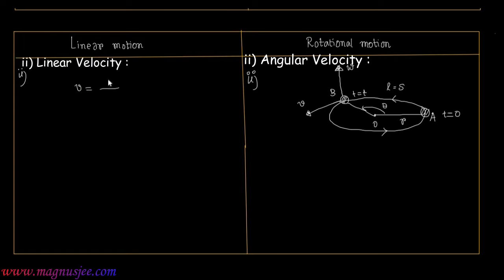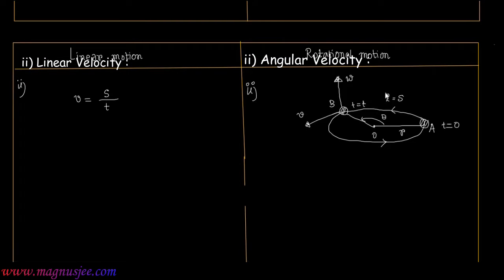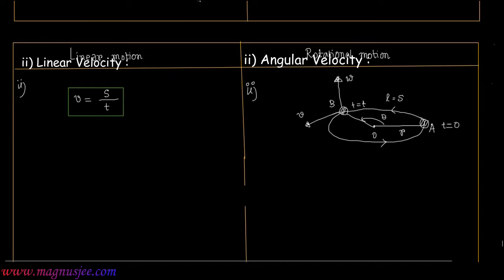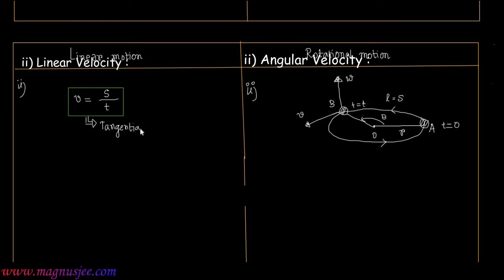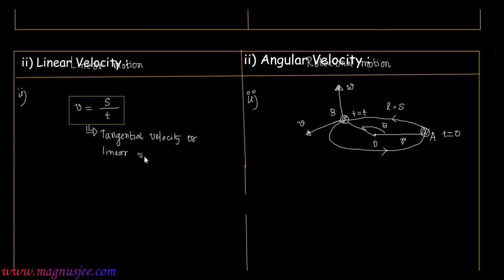On the left hand side we can write linear velocity or tangential velocity as equal to s by t. S is the linear distance or length of arc of the body revolving in circular orbit. V is equal to s by t, means linear distance by time or linear displacement by time, which is the tangential velocity or linear velocity of the body. On the right hand side, angular velocity is omega, which is theta by t, where omega is angular displacement theta divided by time t.